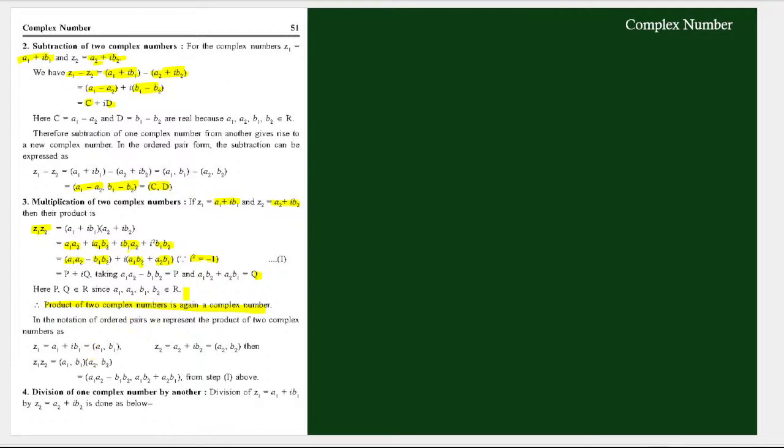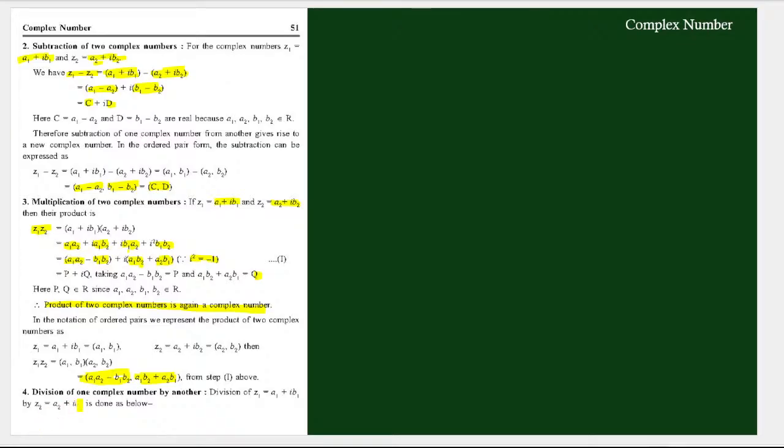Now if we try to write in the ordered paired form, then क्या आएगा? A1 A2 minus B1 B2 comma A1 B2 plus A2 B1 यहाँ से है ना. This is the real part, this is your imaginary. So this is your multiplication of complex number. ठीक है.